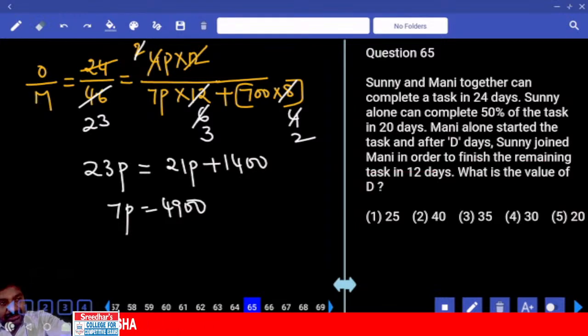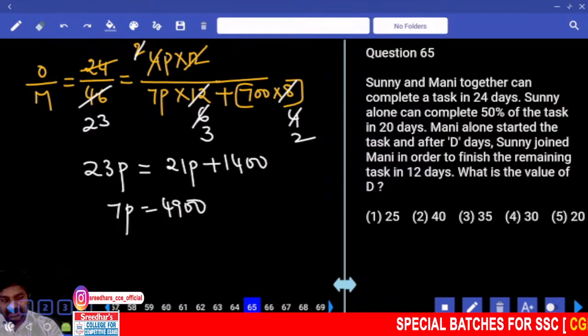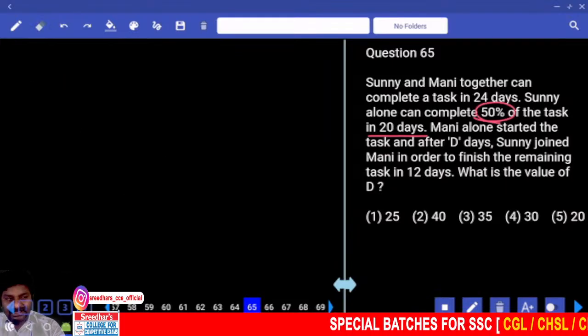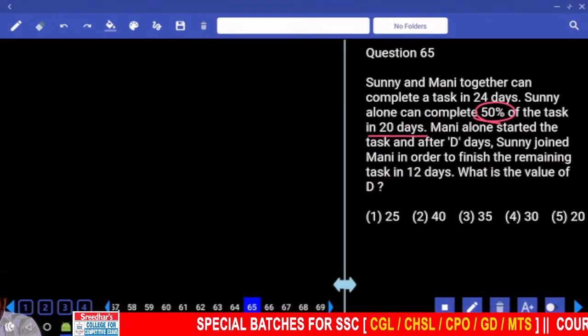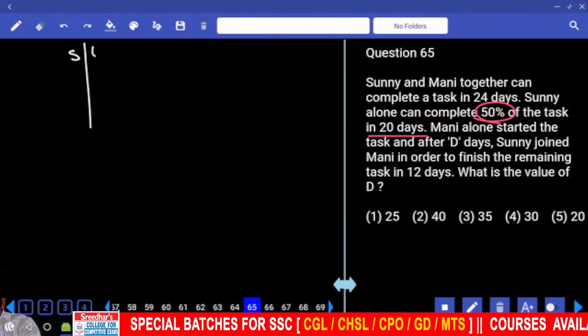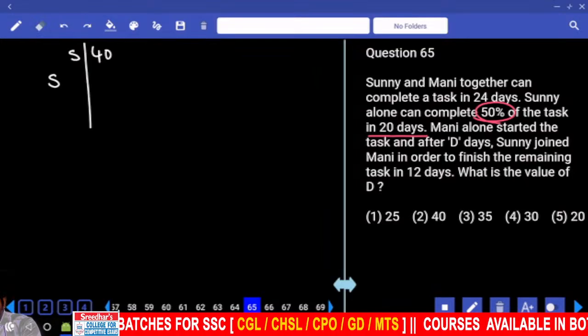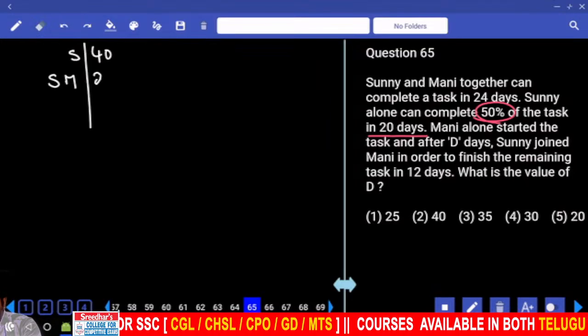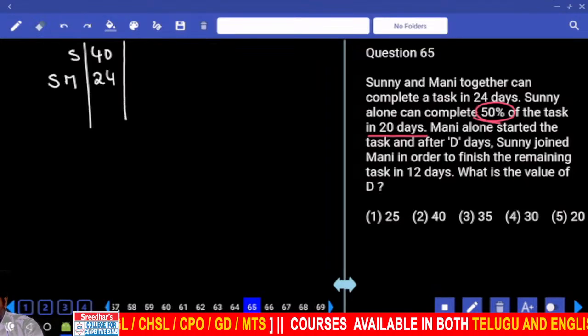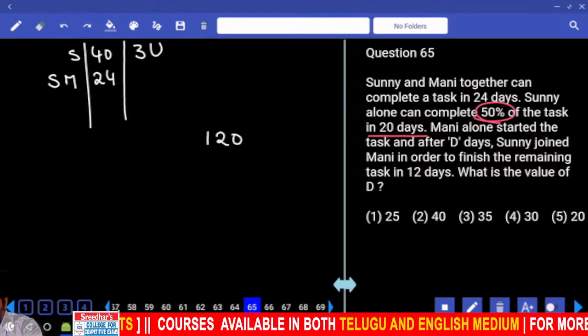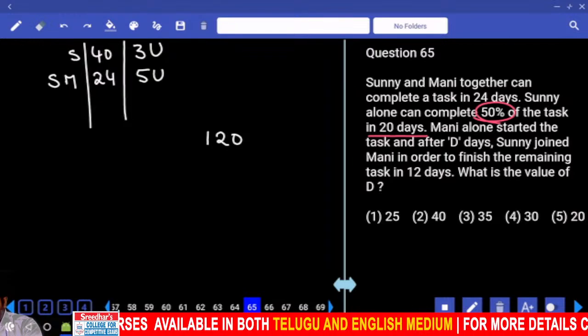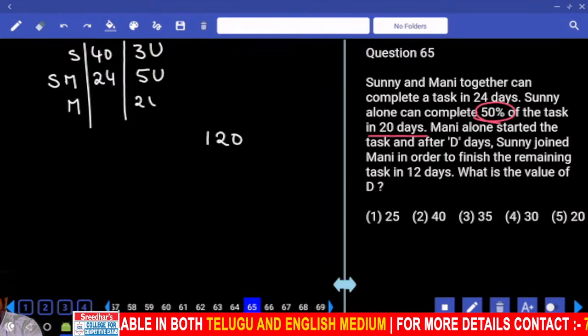Sunny and Money together can complete a task in 24 days. Sunny alone can complete 50% of the task in 20 days. If 50% work is done in 20 days, total can be done in? Sunny can complete total work in 40 days. Sunny and Money together can complete the total work in 24 days. LCM 120. Sunny does 3 units. Both do 5 units. Money does 2 units.